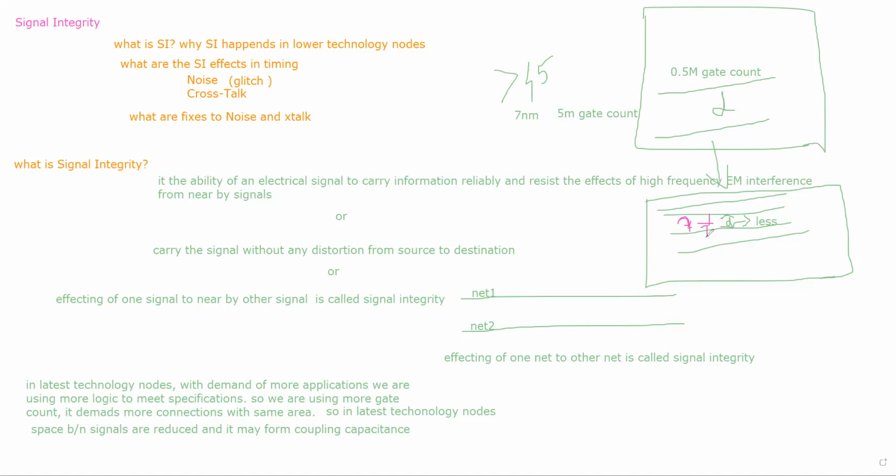Understand, guys, why signal integrity comes into the picture in the latest technology nodes, and why it was not there in older technology nodes. Because in the latest technology nodes, more logic demands more connectivity, so we use a larger number of connections in the same small area. Then the space between the routed nets is reduced, and it forms coupling capacitance between the signals. Because of the coupling capacitance, one signal affects the nearby signals, so SI analysis comes into the picture.